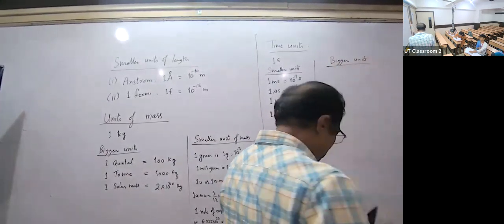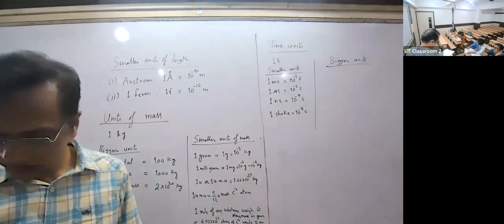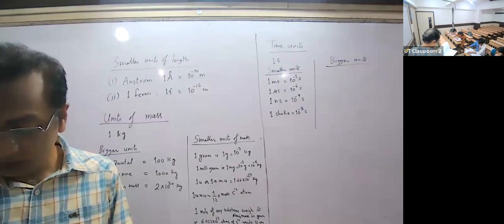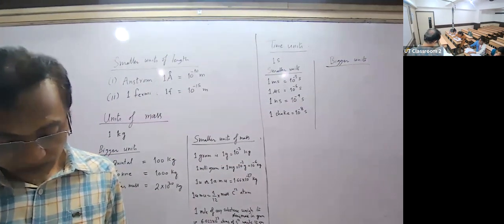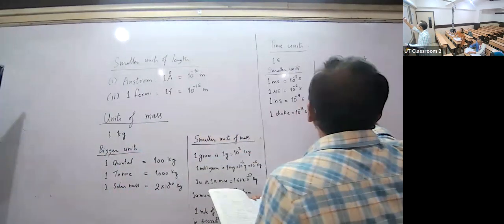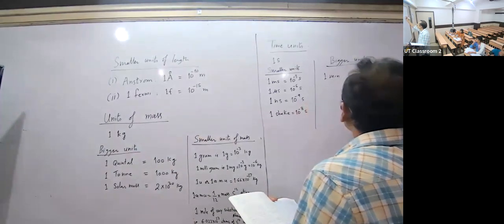What are the bigger units? Second, minute, hour, day, lunar month, year, leap year, decade, century, millennium. Okay, so what is a minute? A minute is nothing but 60 seconds.